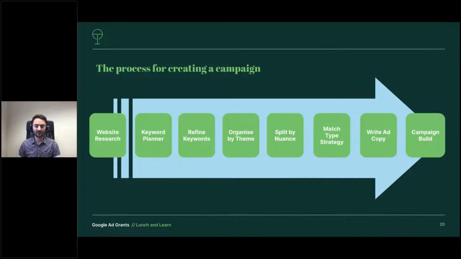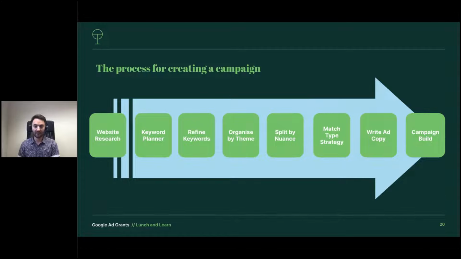Keyword Planner allows you to research the keywords that users are searching and see what the search volume for those terms is. So you can see on a monthly basis how many people actually type those keywords into Google. Once you've got your list from Keyword Planner, it's a case of refining those down to those that are actually relevant to the landing pages that you have available.